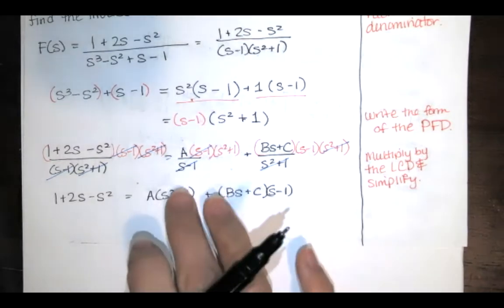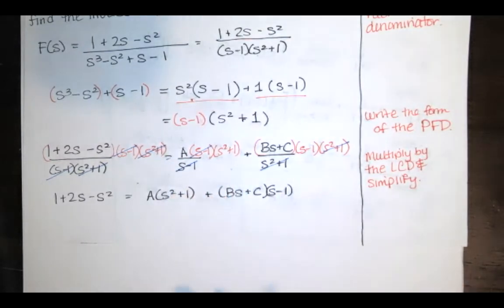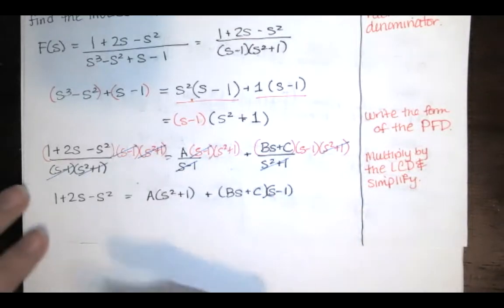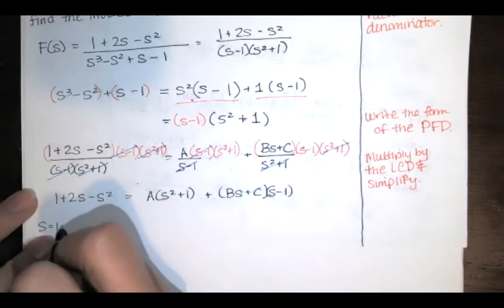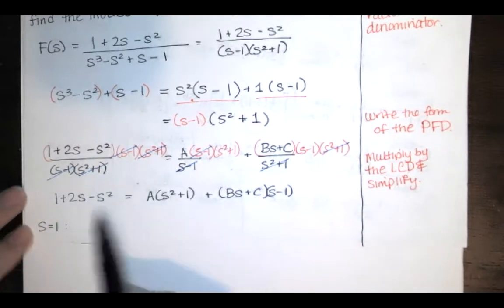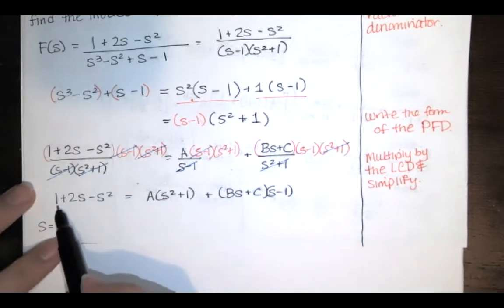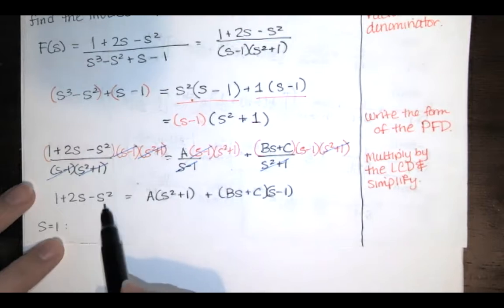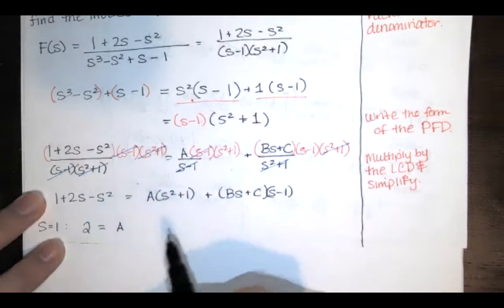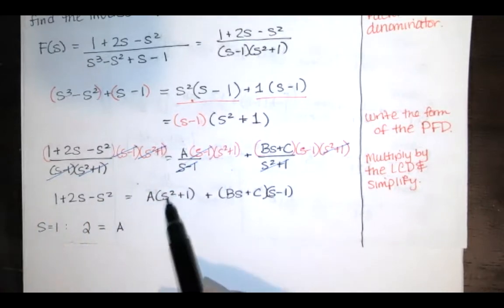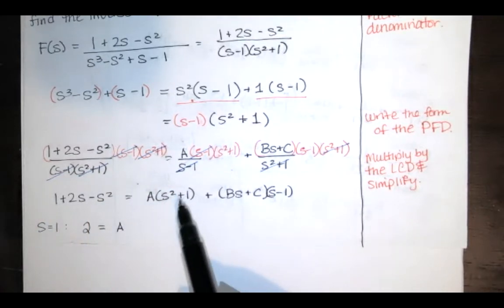But since we have an irreducible quadratic factor and just a single linear factor, there's only one s value where that will work, and it's the s value that will cause the linear factor to be 0. When s equals 1, s minus 1 is 0. So we'll substitute s equals 1 into both sides. We'll have 1 plus 2 minus 1, so it's going to be 3 minus 1, which is 2, equals a times s squared plus 1. So it's going to be 1 squared plus 1. 1 squared is 1, so 1 plus 1 is 2.